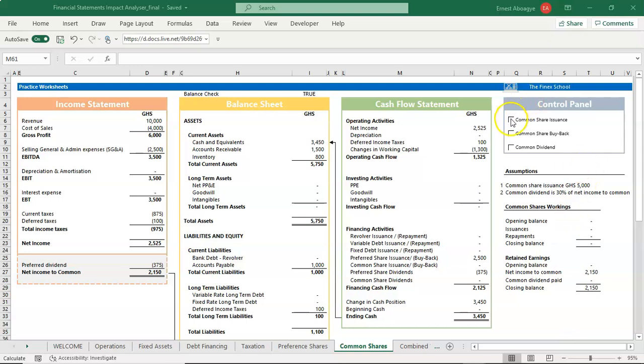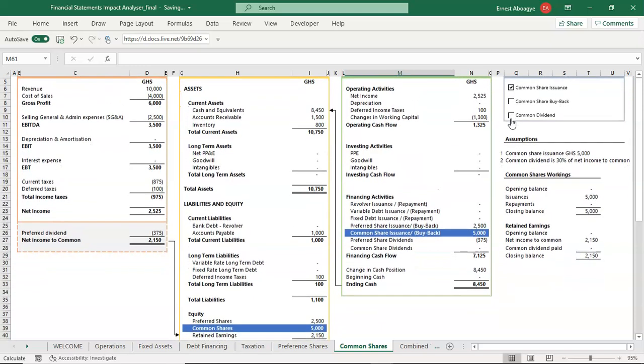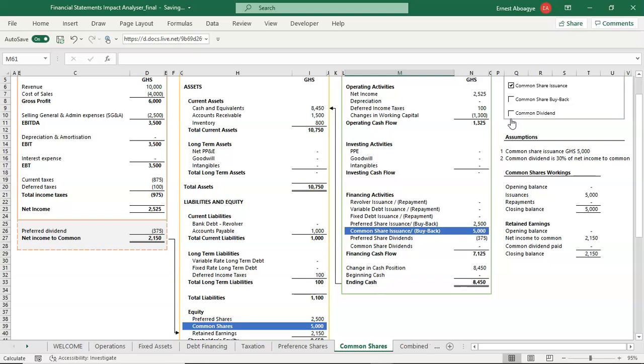So when we issue a common share of 5,000, this is the impact. Let me scroll down here so you can see. Once we issue a common share of 5,000, we will get cash of 5,000. It will add on to our existing cash and feed our cash and cash equivalent. We have some receivables and inventory, that's fine. But then our common share balance as common equity will also be 5,000, the same way it applies to preferred shares.